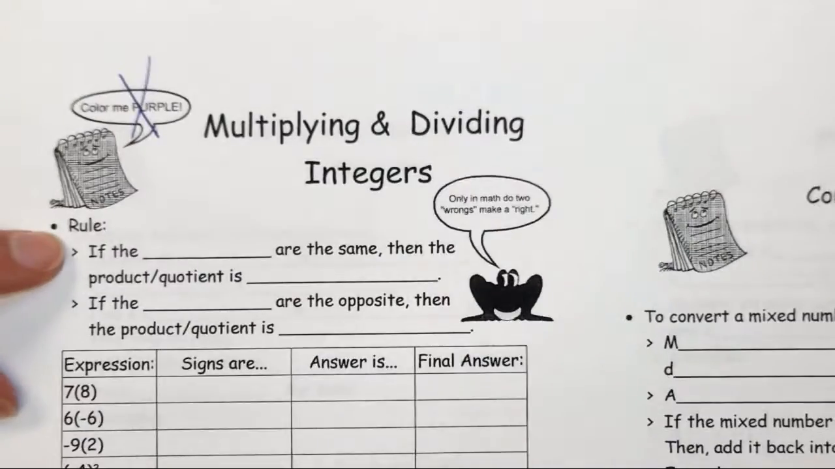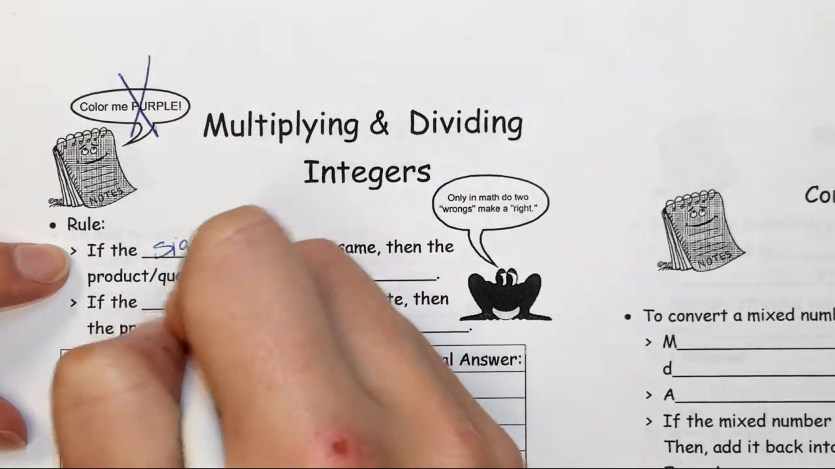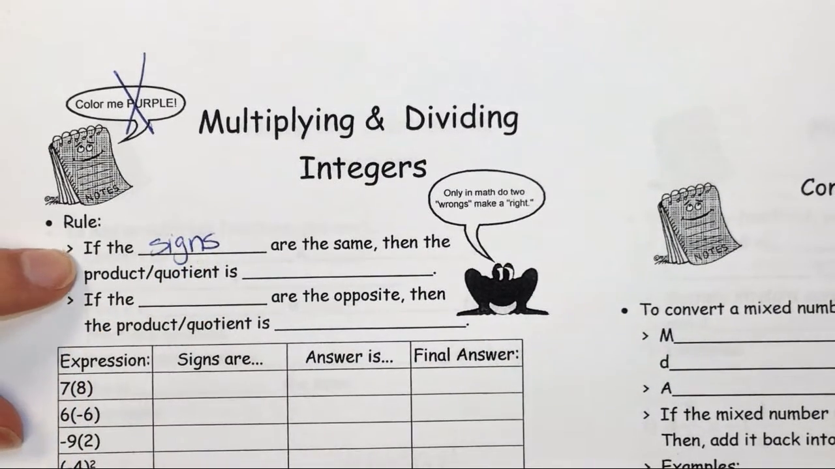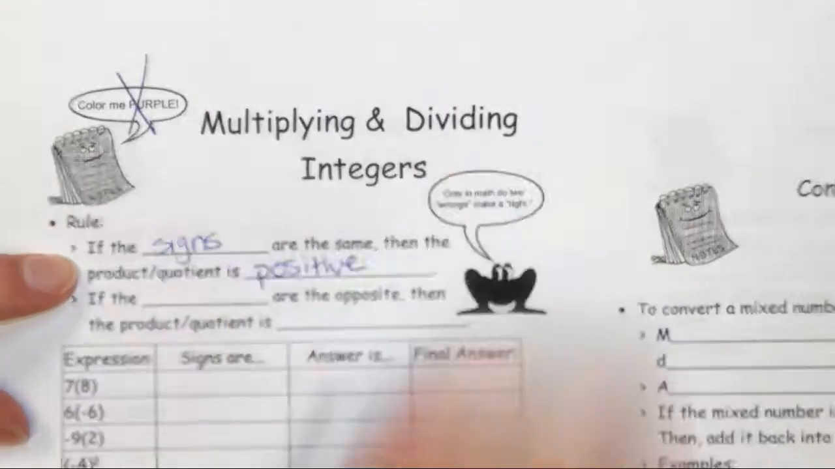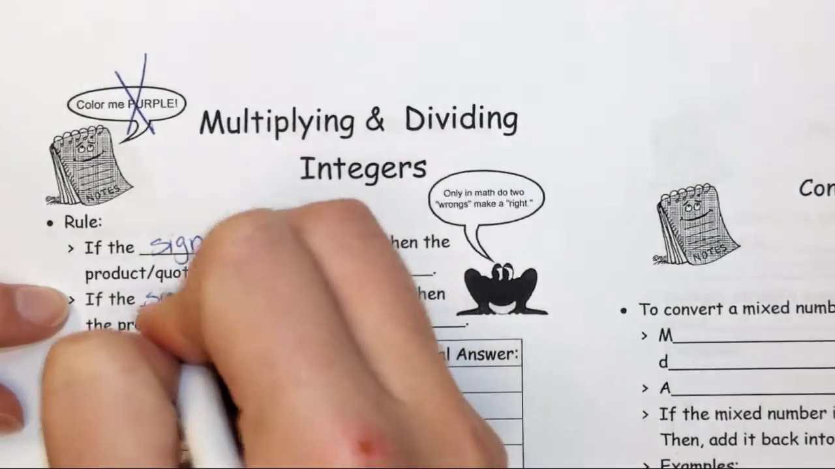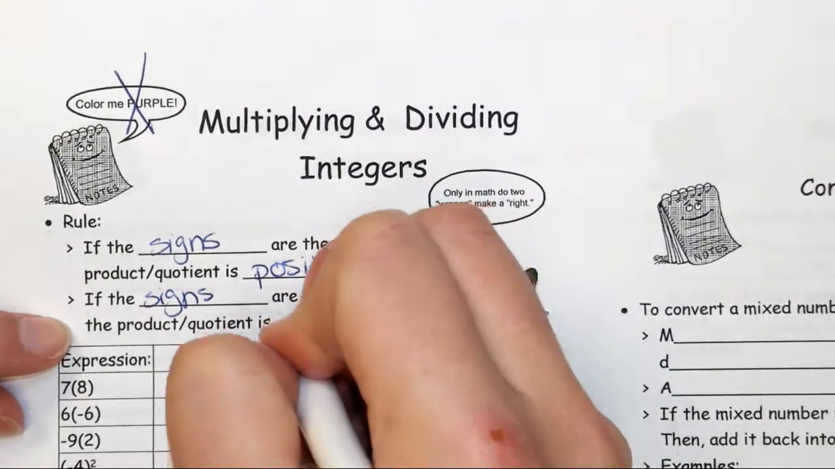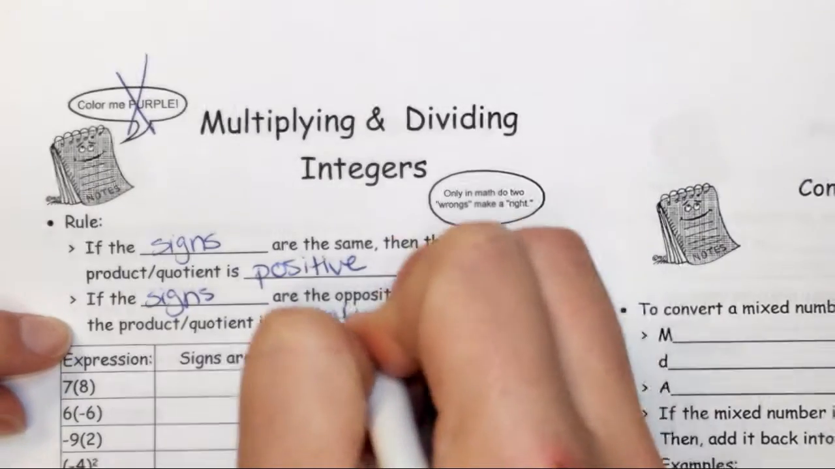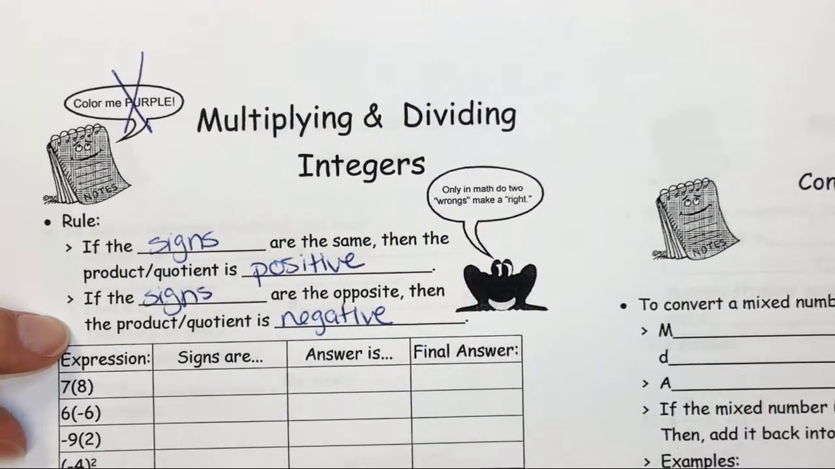All right, here's your rule. If the signs are the same, then the product or quotient is positive. If the signs are opposite, then the product or quotient is negative. And only in math do two wrongs make a right. Two negatives make a positive.